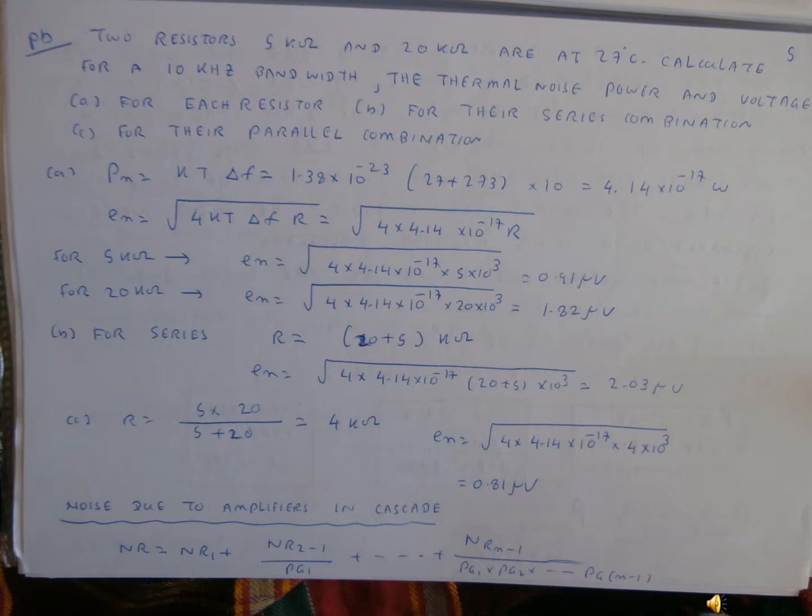For the cascade amplifier, the noise ratio NR equals NR1 plus NR2 minus 1 divided by PG1, up to NRN minus 1 divided by PG1 PG2 to PGN minus 1.